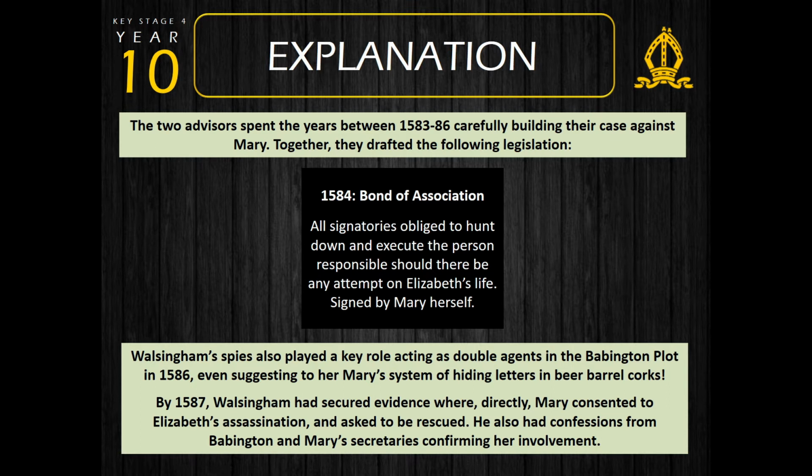One of which is 1584, the Bond of Association. Anybody that signs this promises that if anything should be attempted on Elizabeth's life, they will hunt those people down and execute the person responsible. And Mary herself has signed this. Mary herself has said that if there's any threat to Elizabeth's life, then the person responsible needs to be executed. Mary herself has agreed to that, which obviously is going to be a problem for her later.